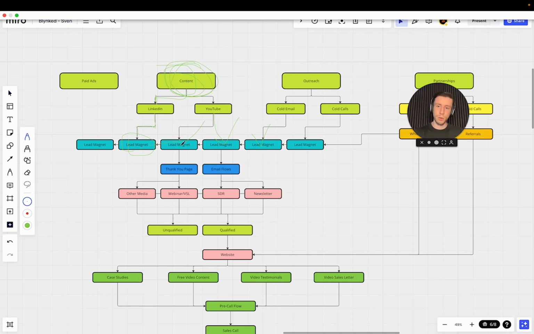Then they go back to this one. And then let's say they think, hey, this company is really able to help us because they've showcased so much value. They've provided us with free value. They look like experts in the field, essentially. They opt in. They go to a thank you page, or they book a call, go to a thank you page, or they opt into an email flow.